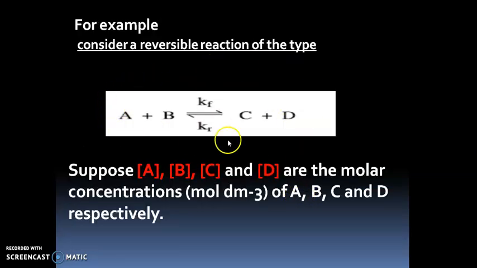Let's consider this simple reversible reaction in which A and B react together to form C and D in the forward direction, and in the backward direction C and D react together to form A and B again. Here, students, you see A, B, C, D in square brackets. This square bracket shows that our substances, either reactant or product, are taken in mole per dm cube or mole per liter, or we can say in molar concentration. So whenever we show our concentration in mole per dm cube or in molarity, this is called active mass.